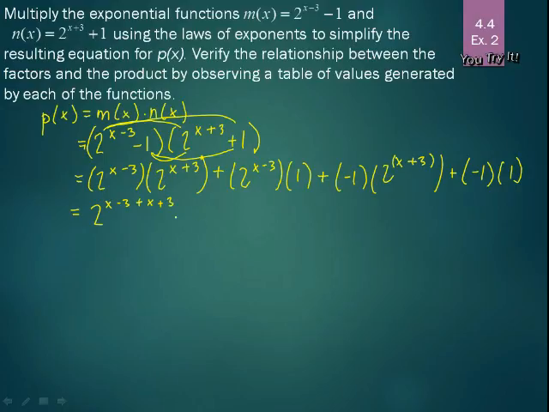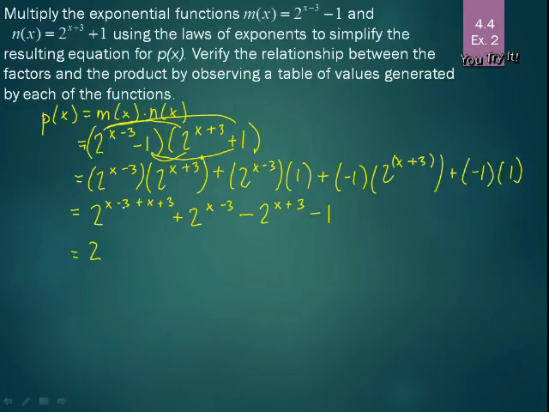And then on the next one, we have just 1 times 2 to the x minus 3, which is just 2 to the x minus 3. And then we have plus negative 1 times 2 to the x plus 3. And so that's the same thing as just 2 to the x plus 3, but it's going to be a minus or a negative. So it's minus 2 to the x plus 3. And then we have negative 1 times 1, which is just negative 1, which is the same thing as minus 1.